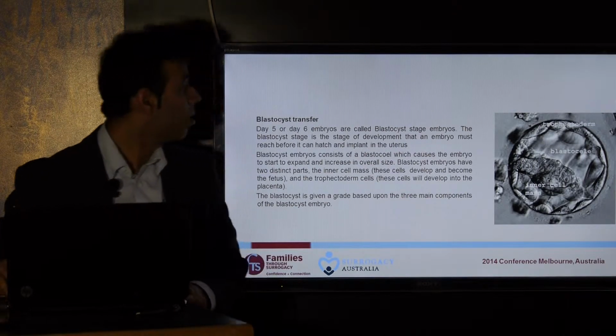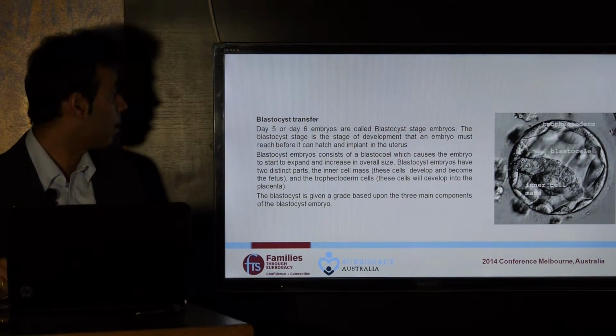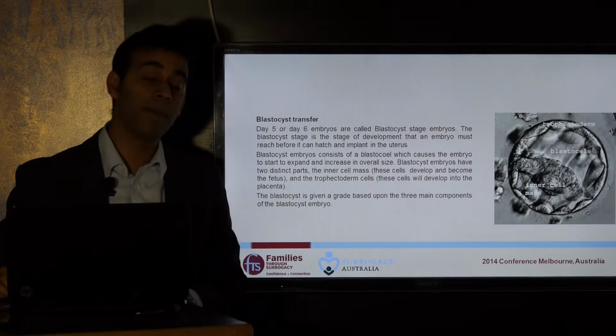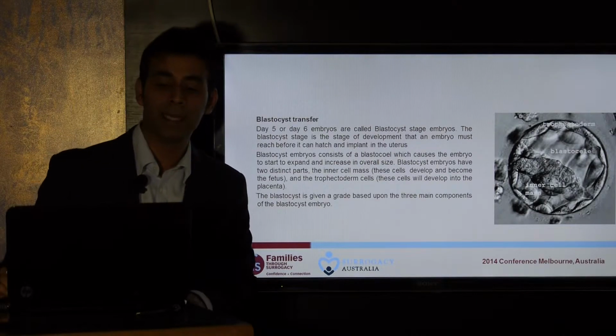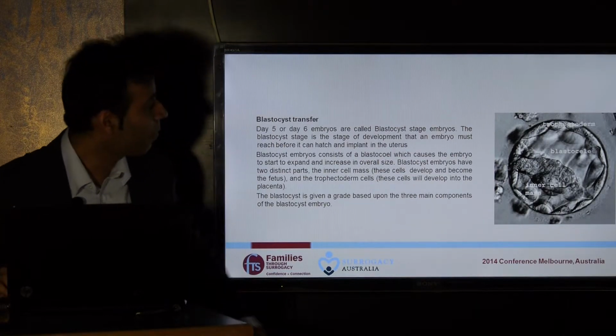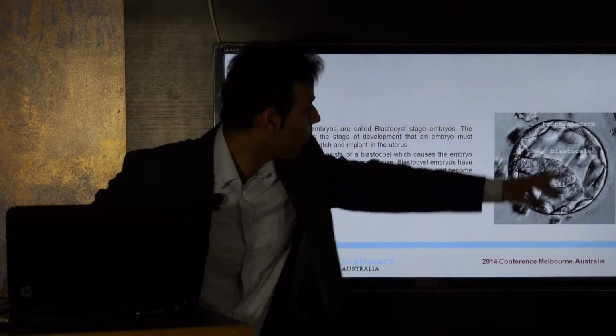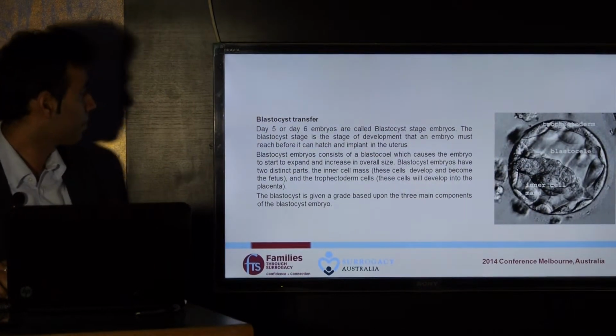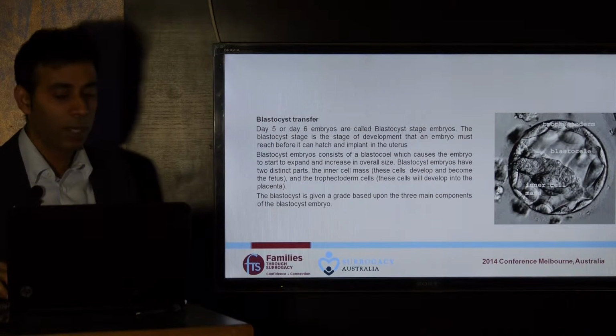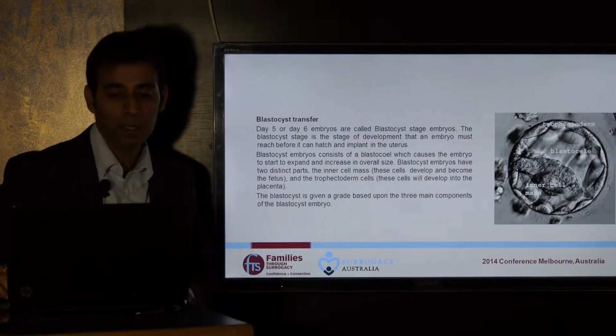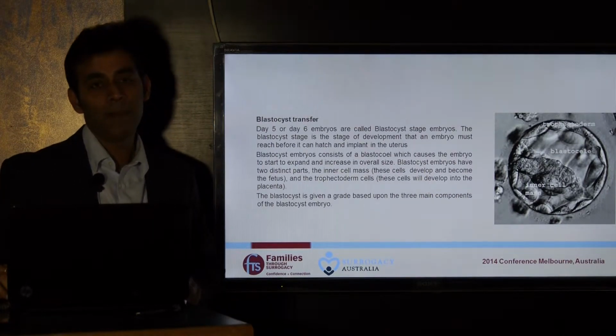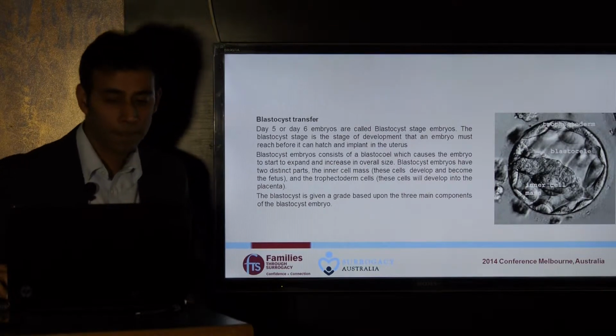Day 5 or day 6 embryos are called blastocysts. It is a stage which the embryo must compulsorily reach before it can hatch and implant. It consists of a blastocoel, a trophectoderm and an inner cell mass. The trophectoderm usually develops into the placenta. The inner cell mass develops and becomes the fetus.